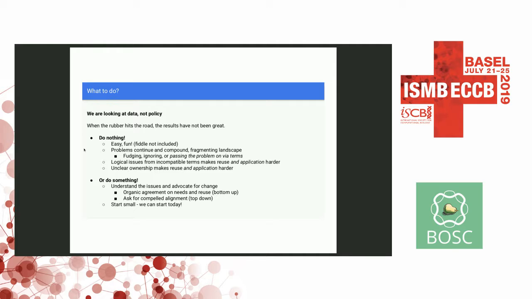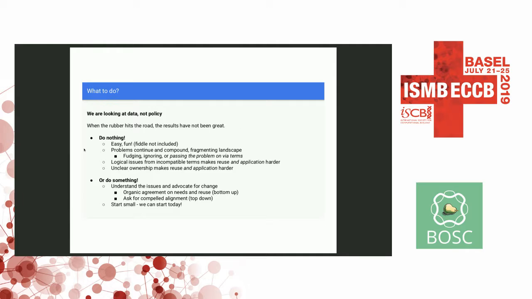A common technique is to pass the problem on to your downstreams by saying, oh, we don't understand the copyright, we're going to leave it to you to solve it, and if anyone comes after you, it's not our problem. This isn't really very useful. Moreover, the more data that comes in, the more logistical issues come up with incompatible terms, and it makes reuse and application, for example in clinical settings with drug companies, harder and harder. Unclear ownership, like who actually owns the data that you're processing and reusing, also makes application and reuse harder and harder. Or we could go ahead and start doing something. So what can we do?